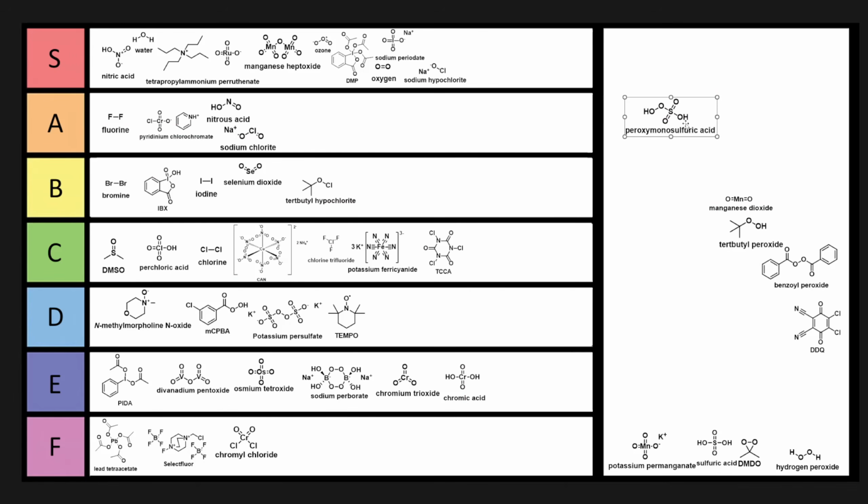Now, peroxymonosulfuric acid. This is the acid derivative of ozone. It's also known as Caro's acid. Pretty useful, a little bit scary. You can see we got a peroxide in there and a sulfuric acid. So this is a potent acid and an oxidizer. This is a little bit dangerous. So because it's a little bit dangerous, we're going to put it in B tier, but useful reagent.